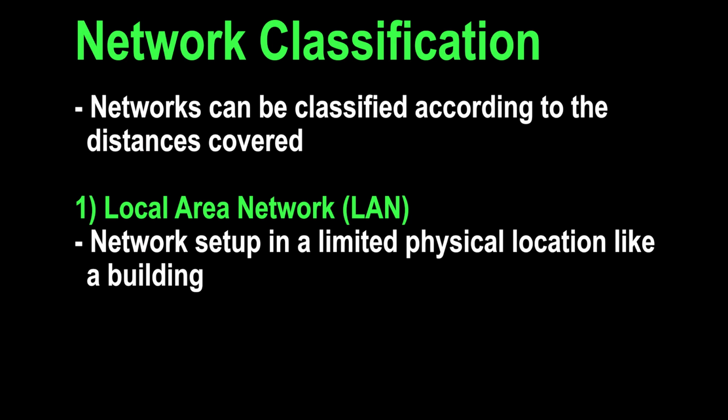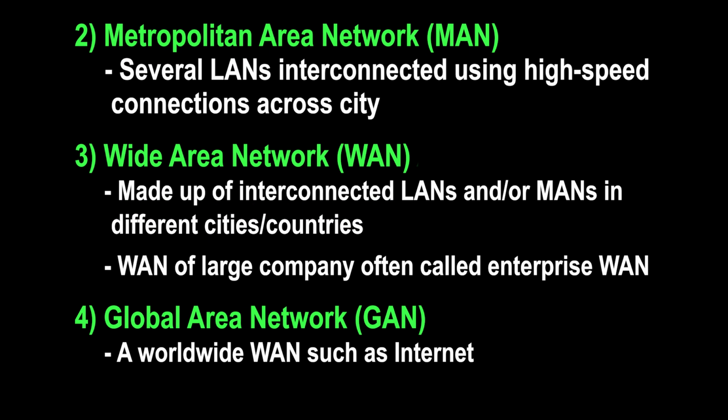Network classification. Networks can be classified according to the distances covered. A local area network (LAN) is a network set up in a limited physical location like a building. A metropolitan area network (MAN) consists of several LANs interconnected using high-speed connections across the city. A wide area network (WAN) is made up of interconnected LANs and/or MANs in different cities or countries. A WAN of a large company is often called an enterprise WAN. A global area network (GAN) is a worldwide WAN such as the internet.